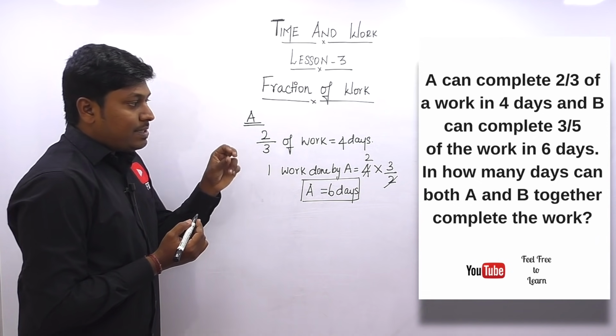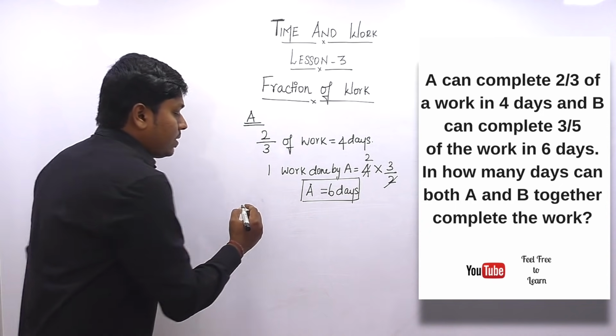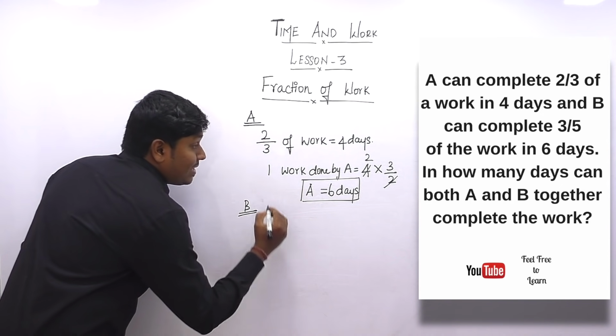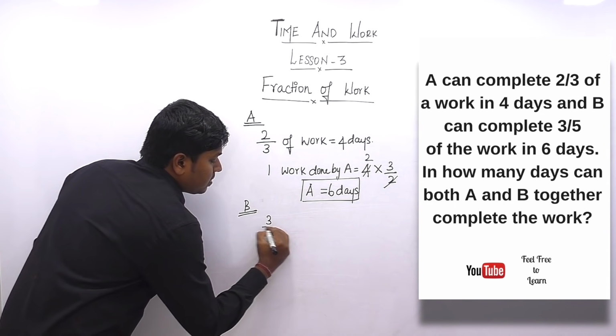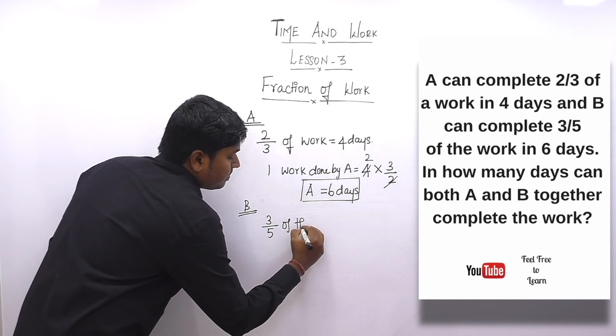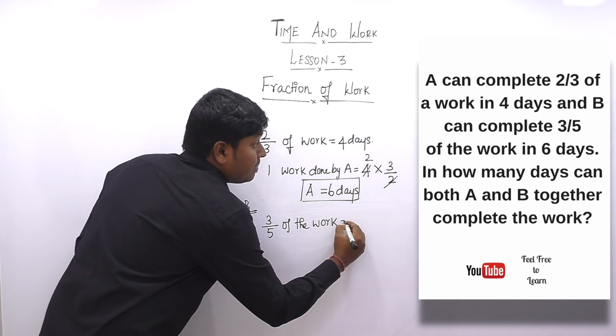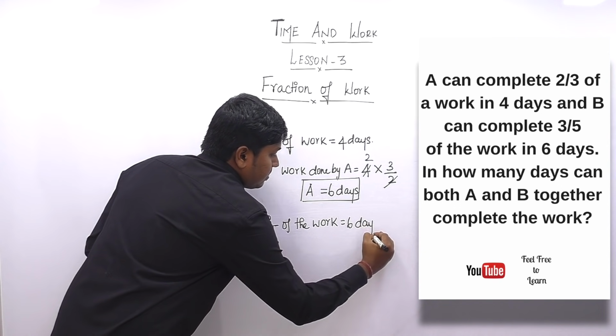B can complete 3/5 of the work in 6 days. Now the second person is B. So what they are saying is 3 by 5 of the work is completed in 6 days, right? So the same concept, right?